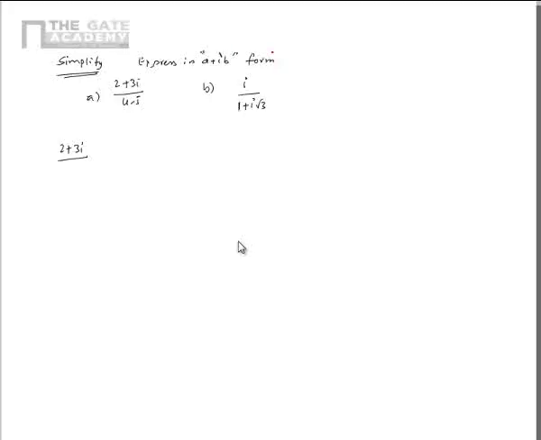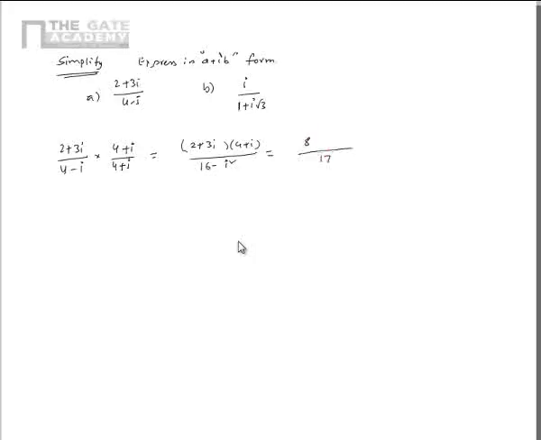Okay, so let's take this (2 + 3i)/(4 − i). Now we can multiply by the complex conjugate throughout. So this will be (2 + 3i)(4 + i) over 16 − i², and i² is −1, so the denominator is 17.